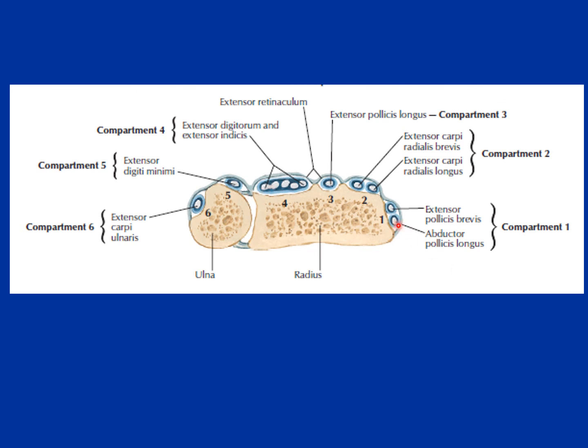So here you can also appreciate the compartments. The first compartment, extensor pollicis brevis and abductor pollicis longus. Second compartment, extensor carpi radialis longus and brevis. Third compartment, extensor pollicis longus. Fourth compartment, extensor digitorum, four tendons, and extensor indicis for the index finger. Then extensor digiti minimi in the fifth and extensor carpi ulnaris in the sixth compartment. And they have their own covering sheaths of connective tissue along with the synovial.